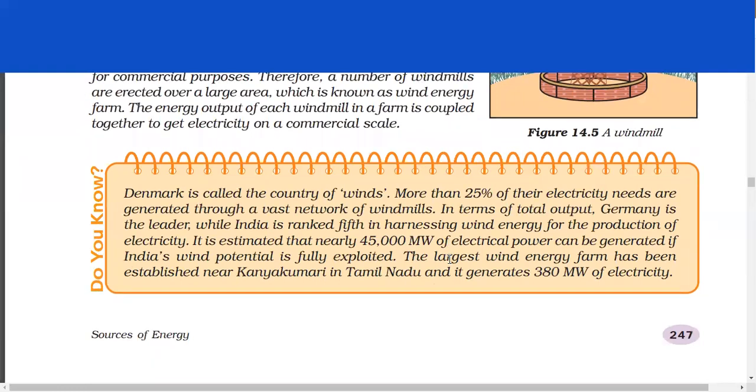Do you know? Denmark is called the country of winds. More than 25% of their electricity needs are generated through a vast network of windmills. In terms of total output, Germany is the leader, while India is ranked fifth in harnessing wind energy for the production of electricity. It is estimated that nearly 45,000 megawatt of electrical power can be generated if India's wind potential is fully exploited. The largest wind energy farm has been established near Kanyakumari in Tamil Nadu and it generates 380 megawatt of electricity.